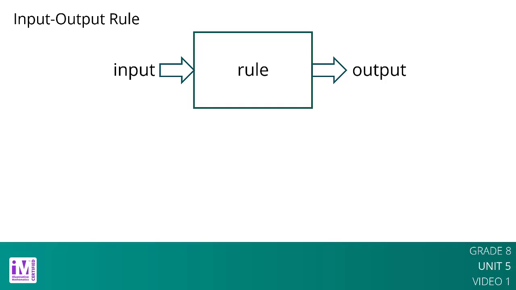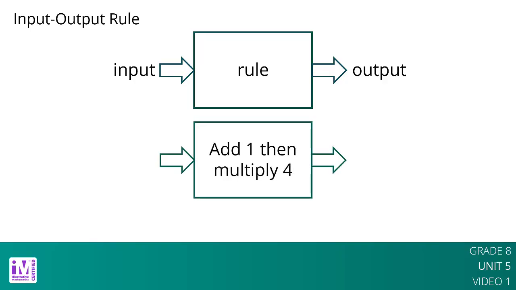An input-output rule is a rule that takes an allowable input and uses it to determine an output. For example, this diagram represents the rule that takes any number as an input, say 3/4, then adds 1, multiplies by 4, and gives the resulting number as an output.